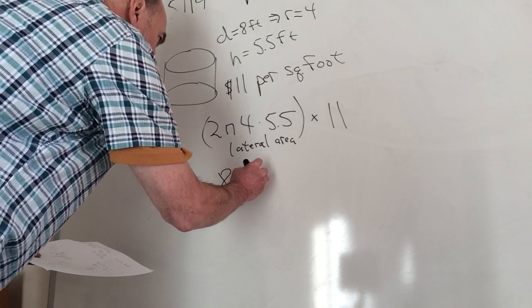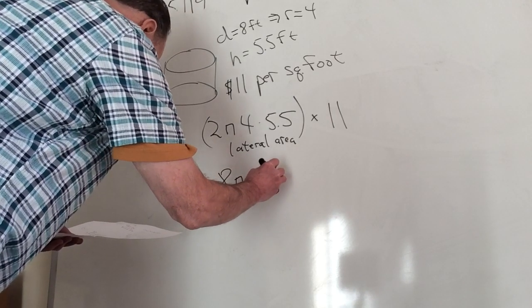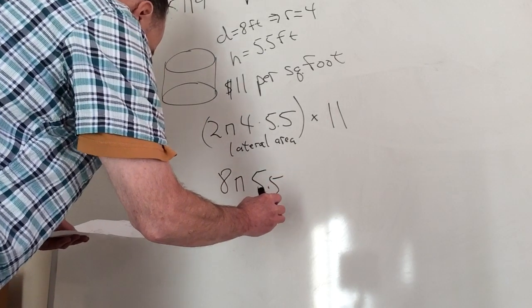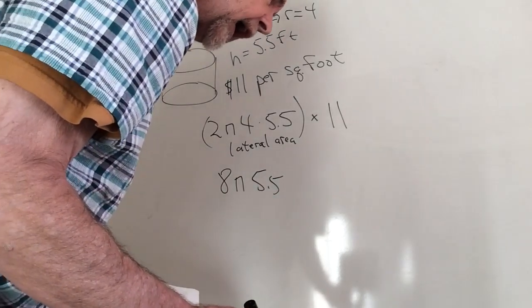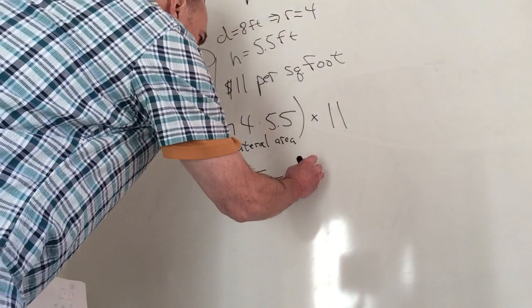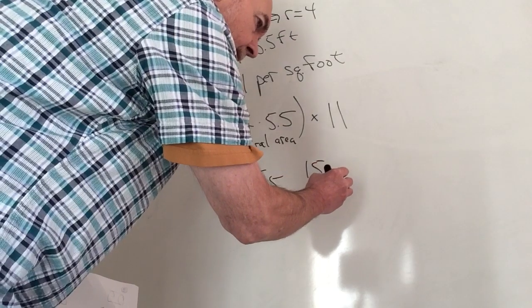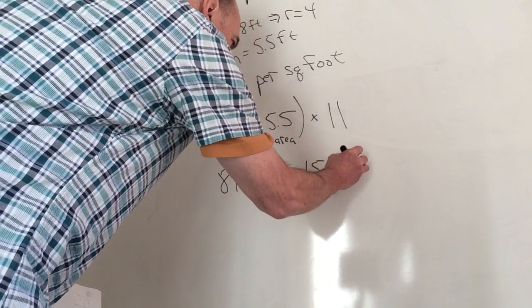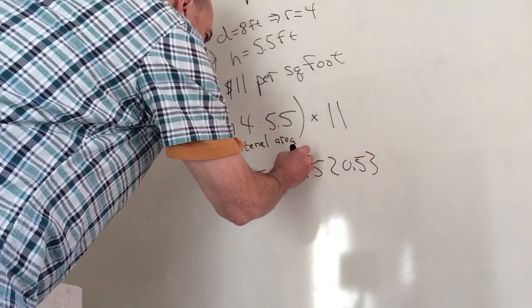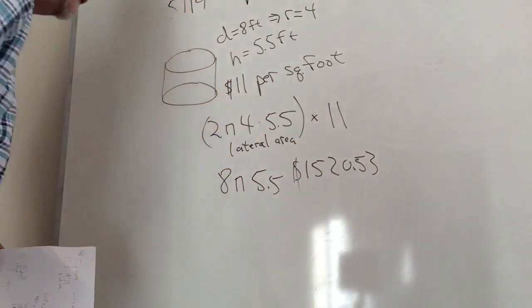times 5.5. And when we multiply that all by 11, we come out with 15.20 plus 5.3. And I got $3,000, $10,000.